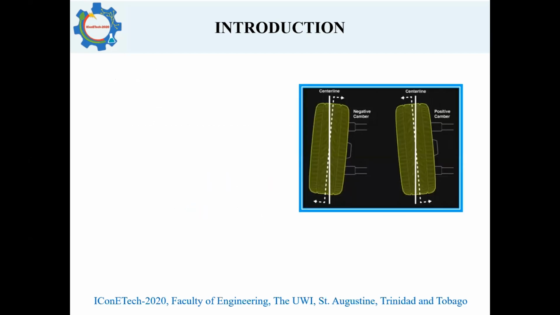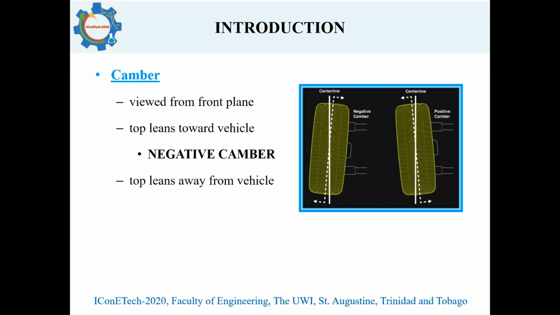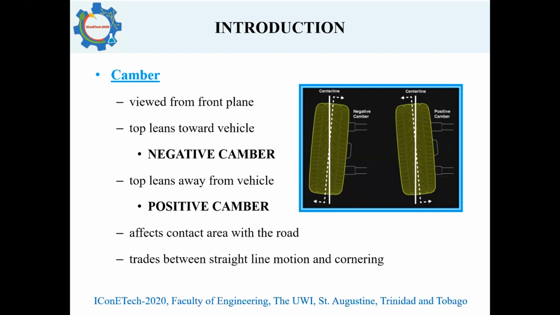We're going to take a look at these parameters now, starting with camber. Camber is viewed from the front of the vehicle, and if the top of the wheel leans inward towards the vehicle, it's considered a negative value. Conversely, away is positive. This changes the contact surface area with the road, and alterations to this can actually affect straight line motion as well as your cornering ability.